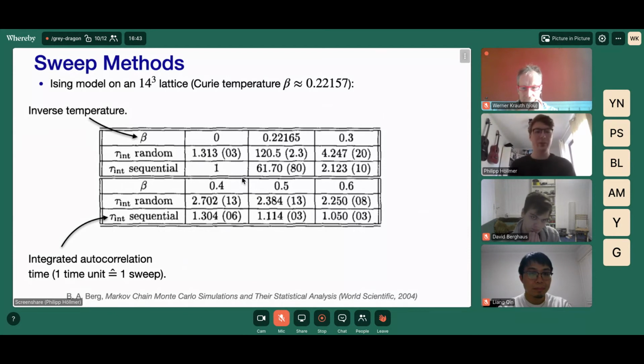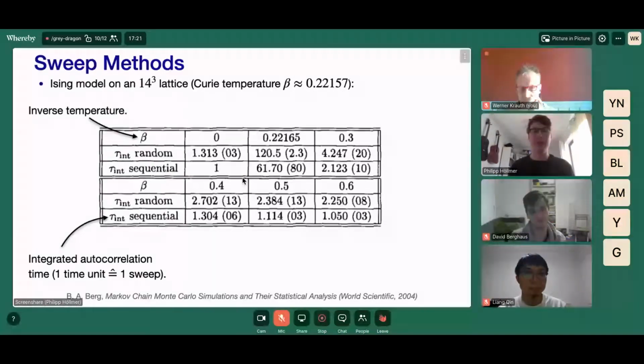On this slide, I show you the reason for doing spin sweeps at the example of the 3-dimensional Ising model with 14 cube lattice sites, and I took the table from the Berg book. This table compares integrated autocorrelation times of simple reversible Markov chain simulations at different values of the inverse temperature. We either do a random choice of a spin, which is tried to flip in the next move, or we do a sequential choice. So this T in random is the random choice, and T in sequential is the sequential choice. Let's go through some entries.